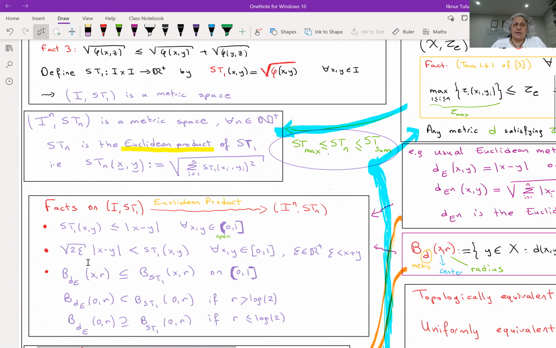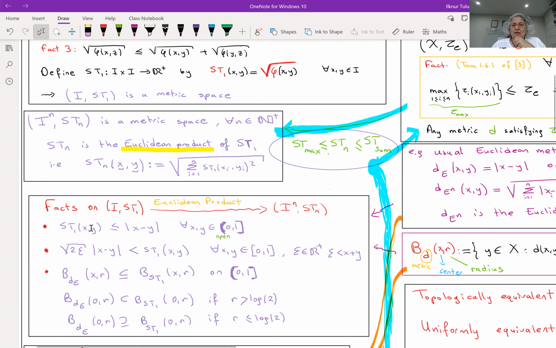So these are the facts that I managed to prove, and these facts can be extended from the unit interval to the n-dimensional unit cube by taking the Euclidean product. ST1 is smaller than or equal to the absolute value. This is always the case for each X and Y between 0 and 1. So this is an open interval here. So 0 is included.